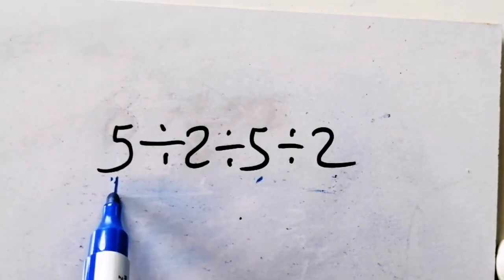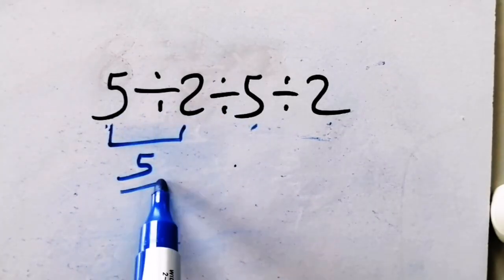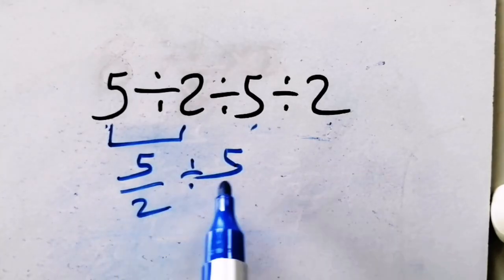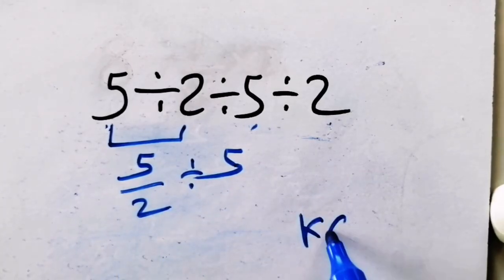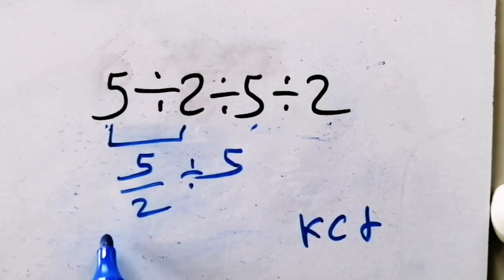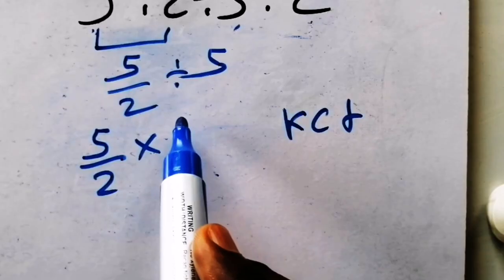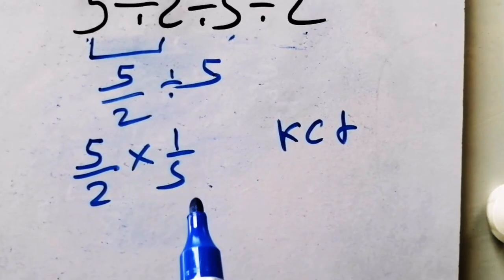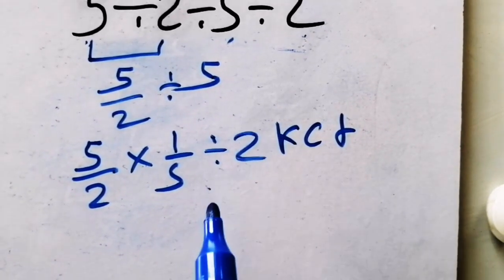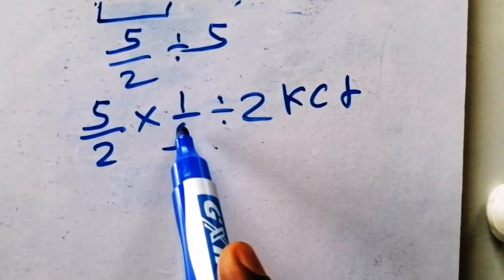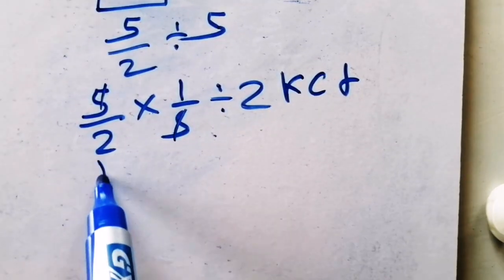Therefore, first we have to do this division. Okay, 5 divided by 2 means 5/2, divided by 5. Then 5/2 divided by 5 means, according to the KCF rule, K stands for keep, C stands for change, and F stands for flip, which equals 5/2 times 1/5. Okay, then divided by 2. So here 5/2 times 1/5, cancelling the 5, equals 1/2.